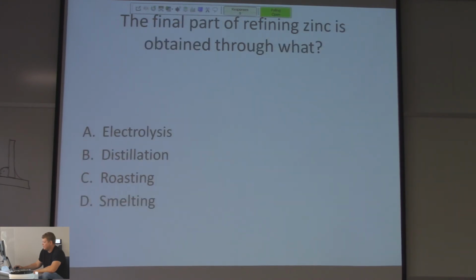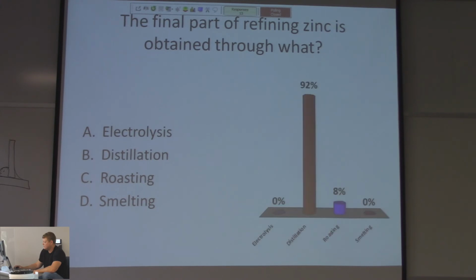The final part of refining zinc is obtained through what? Electrolysis, distillation, roasting, smelting. 92% of you are correct with your star answer indicator. Distillation.